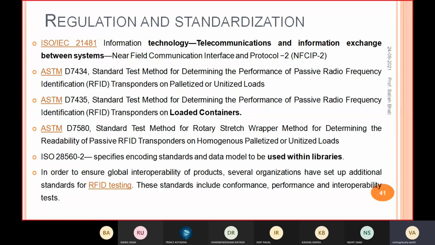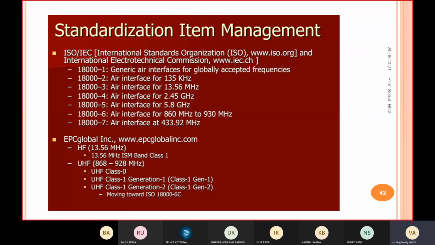Okay, so here also, this ISO IEC, ISO is the International Standard Organization, right? And the IEC is the International Electrotechnical Commission, right? So they have given some standards with names like 18000, starting from 1 to 7, in the form of a series, right? And for different standards they are using different frequencies, and that is a kind of air interface, right?